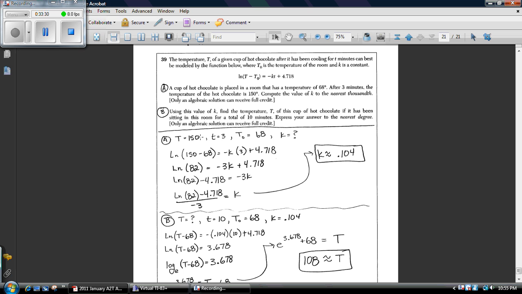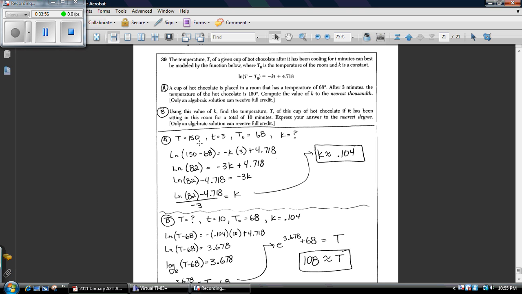So this is what I'm doing. There's a lot of variables here, and I'm just going to fill out: what do I know? What don't I know? What are they asking for? T0 is the temperature of the room. So T0 is 68. Little t, time, 3 minutes. And the hot chocolate itself, big T, that's 150.